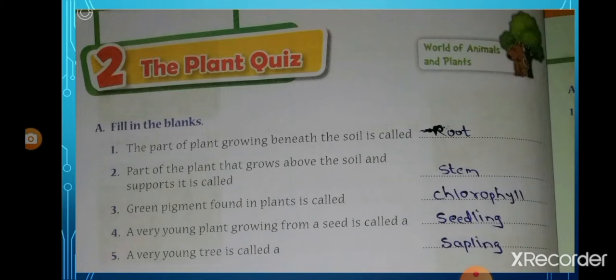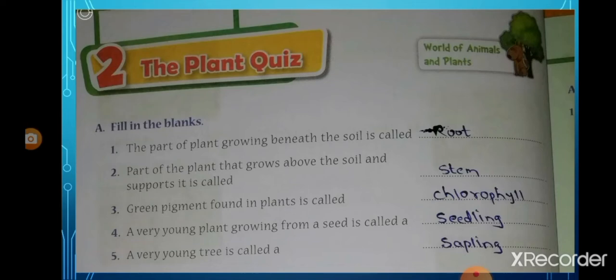Then the third question is, the green pigment which is found in plants is called chlorophyll. What is it called? Chlorophyll. Now we'll move to the next question. A very young plant growing from a seed is called a seedling. What is it called? Seedling. Now we'll move to the last question. A very young tree is called a sapling. What is it called? Sapling.